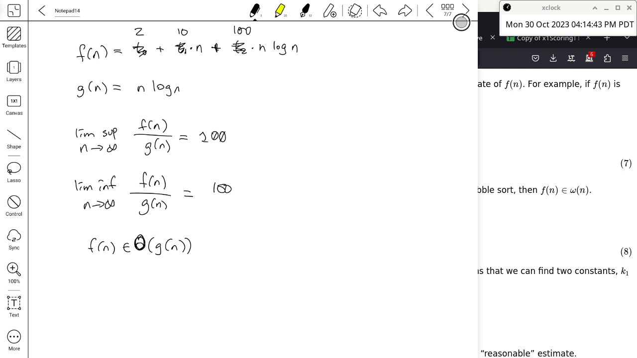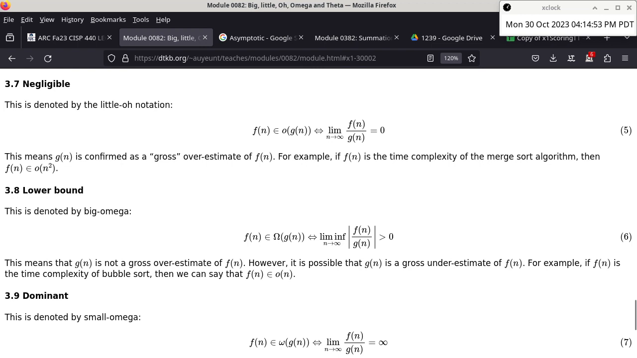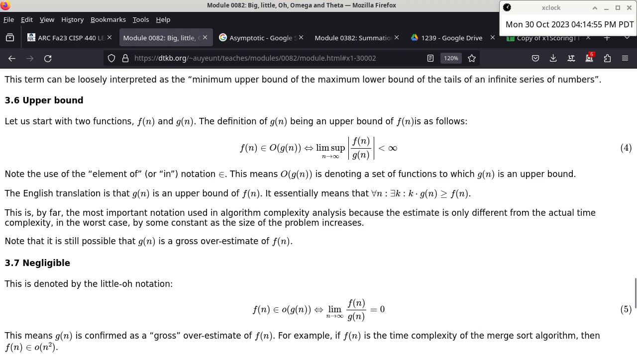Can we claim that g of n is the upper bound of f of n? Okay, what does that mean again? Let's look it up. When we say something is an upper bound, it means that whatever that ratio is has to be less than infinity. Is 100 less than infinity? Okay, well, that meets that requirement.